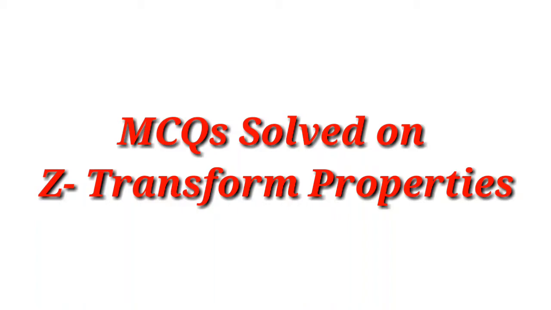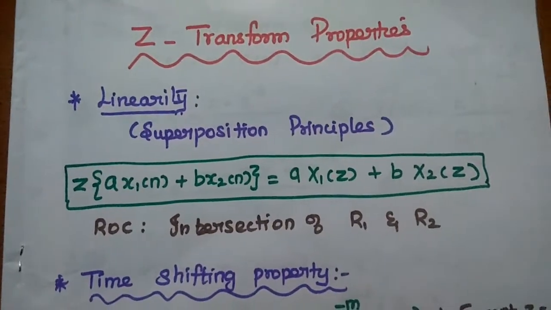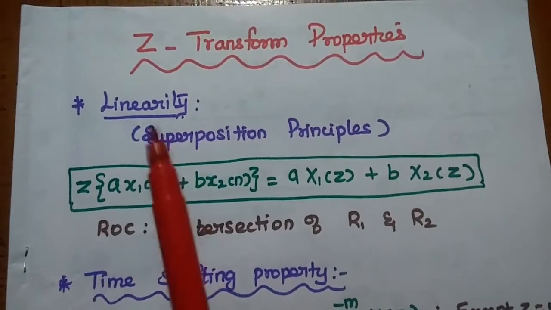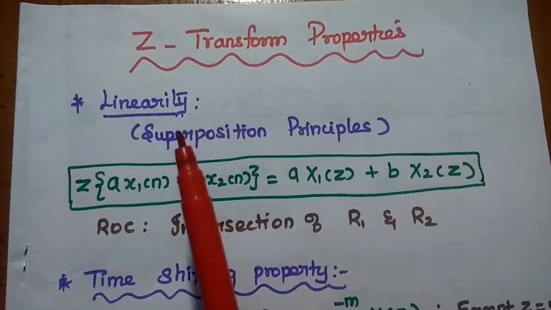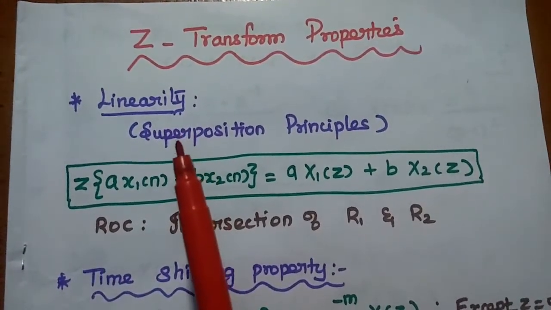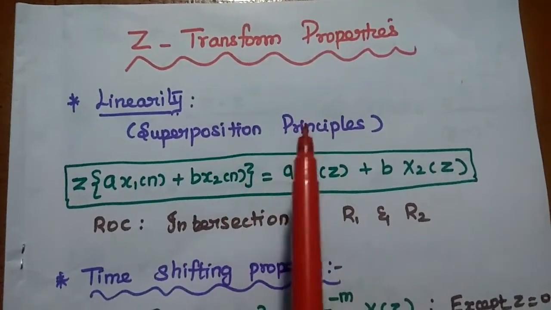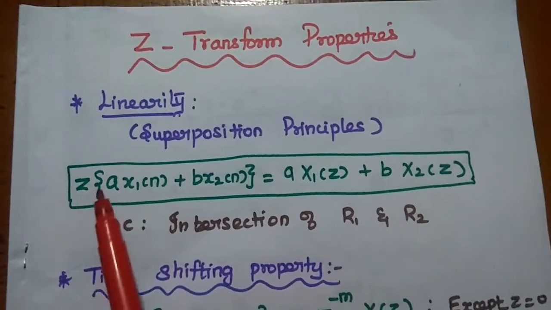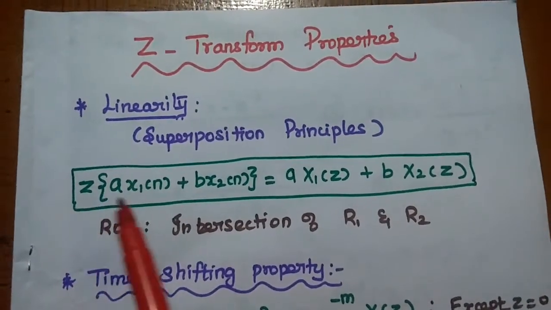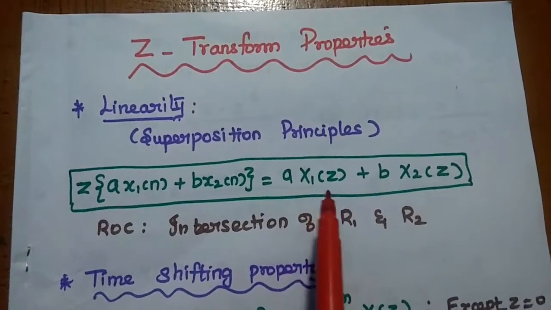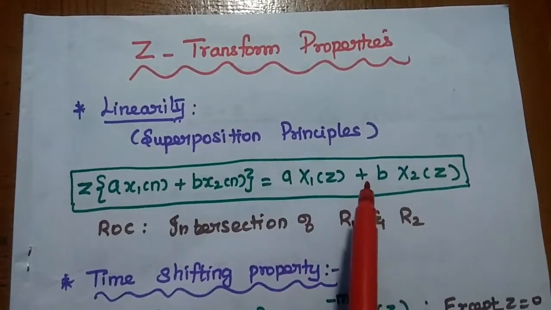Dear students, now we are going to solve multi-choice questions using Z transform properties. Let's start with the overview of the properties of Z transform. Linearity property. Linearity property means it should satisfy the superposition principle. The superposition principle states that the Z transform of a sum of weighted signals is equal to the sum of weighted responses.